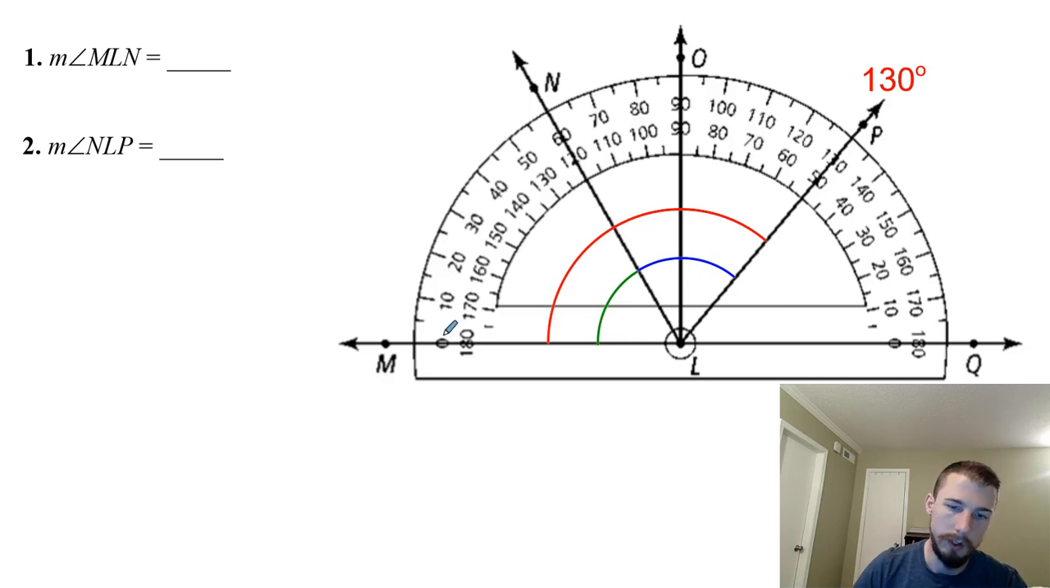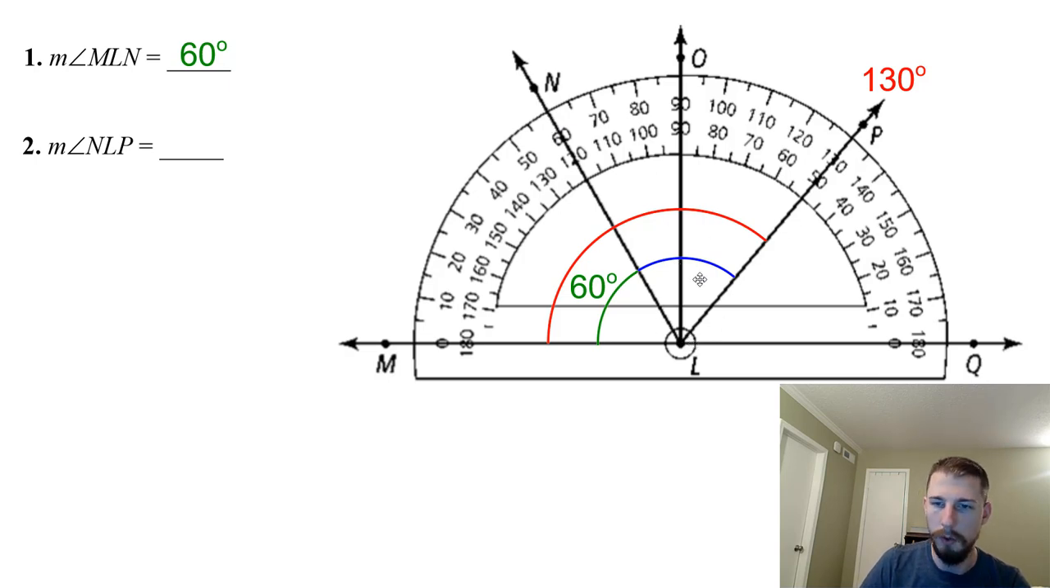So we're going to start at 0 degrees, and then we're going to go up 10, 20, 30, 40, 50, 60. So that is going to be a measurement of 60 degrees. All right, so this angle here, the green one, is 60 degrees. Now we want to find the measurement of angle NLP. So starting at N, then going to L, and then P. That's going to be the blue one right here.